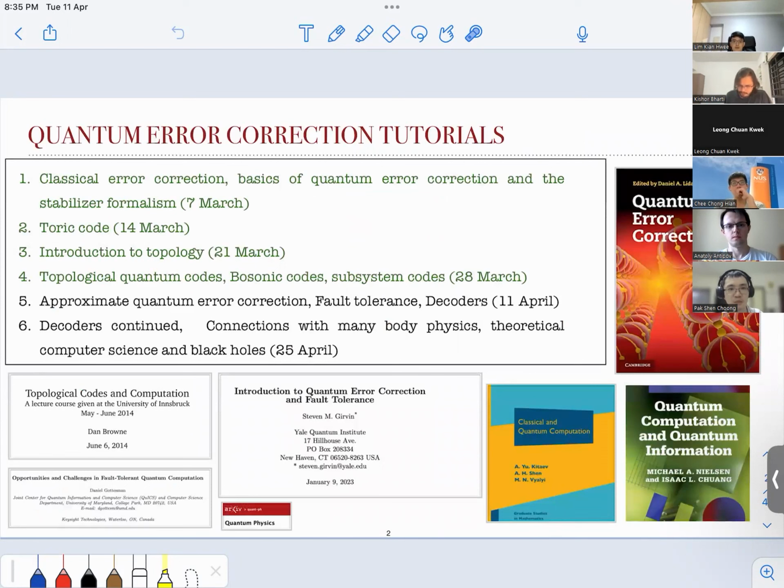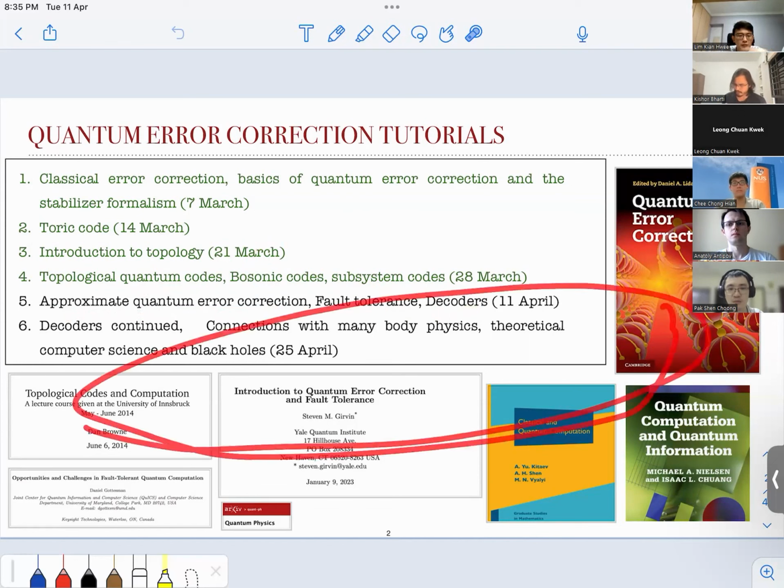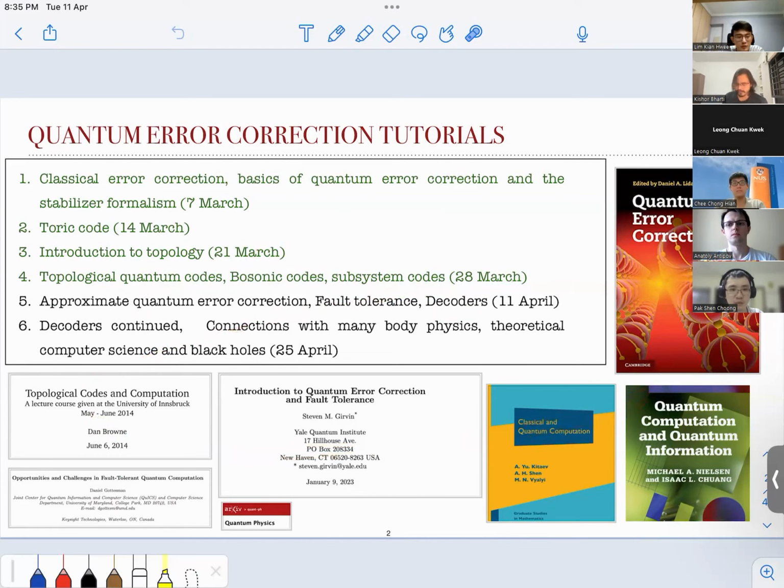So far we have covered classical error correction, basics of quantum error correction, stabilizer formalism, and we also covered toric code, introduction to topology, topological quantum codes, bosonic codes, subsystem codes. Today we will cover approximate quantum error correction, fault tolerance, and decoders. There are some references, not an exhaustive list. Sometimes I mention some of the references when I'm presenting.